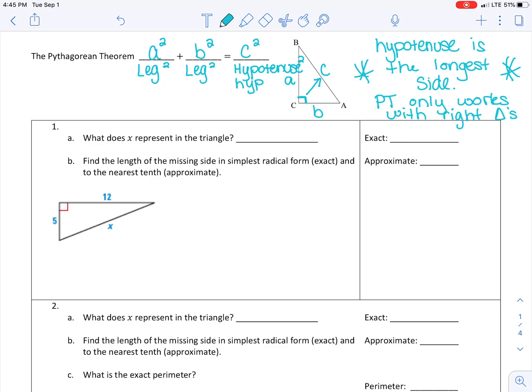So whenever we're looking at an example like example 1, it says, what does X represent in this triangle? So we're looking at X, and we want to know what that is representing. Is that representing a leg or is that representing the hypotenuse? So if you look, we're looking across from the 90-degree angle. That's going to be our longest side. So this is going to be our hypotenuse.